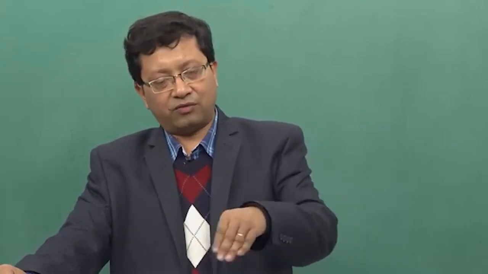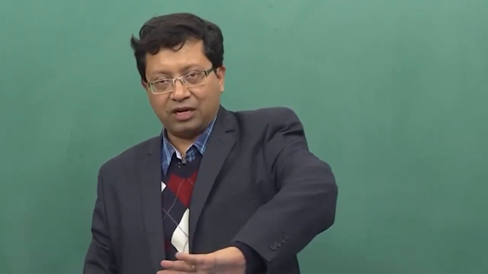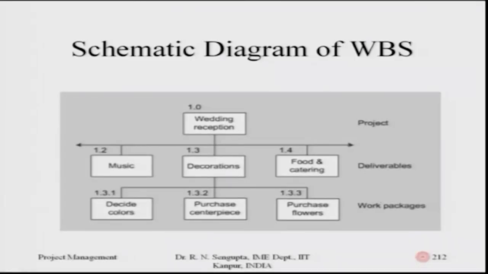So, these hierarchies, when combined together, give you the overall output of the project, which is to plan the wedding reception. These are the first layers, which are the primary layers, then you have the secondary layers, then you have the tertiary layers. So, this 1.3 has been broken down, for our convenience in this problem, as 1.3.1, 1.3.2, 1.3.3. Corresponding to that, 1.4 can have different sub-layers also.